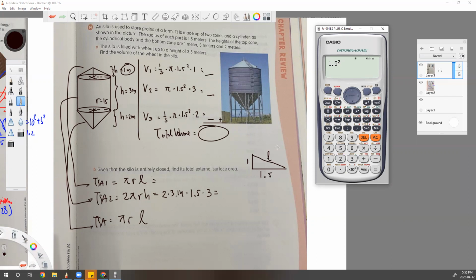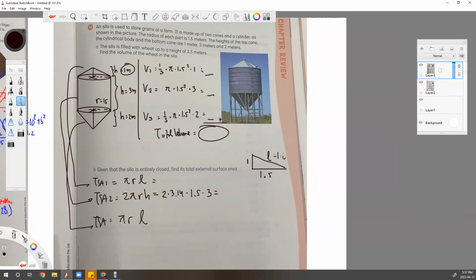Adding. Nice. And do the square root. You'll get 1.8, right? So 1.8 by Pythagoras, I make it fast. 3.14 times 1.5 times 1.8, right? And then there you go, 3.14 times, I put the times and the dot in front.